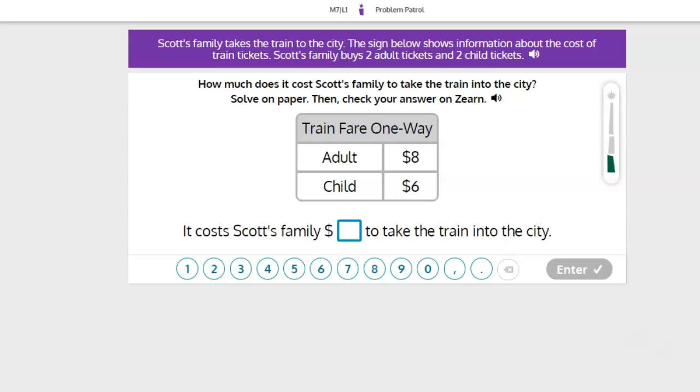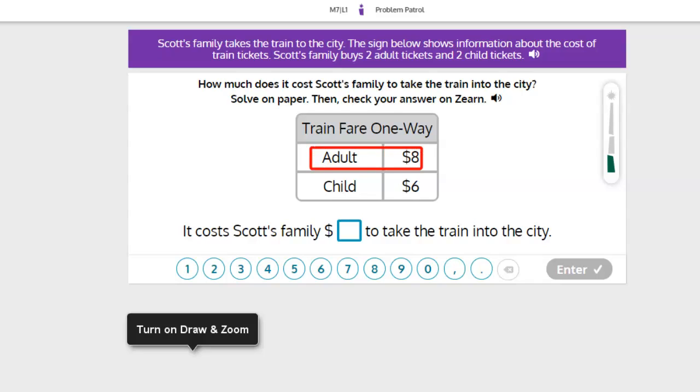I want you to stop and think. What information do we know? Great. We know that each adult ticket costs $8. We also know that each child ticket costs $6. Is there some other information that we know? You got it. They purchased 2 adult tickets and 2 child tickets.